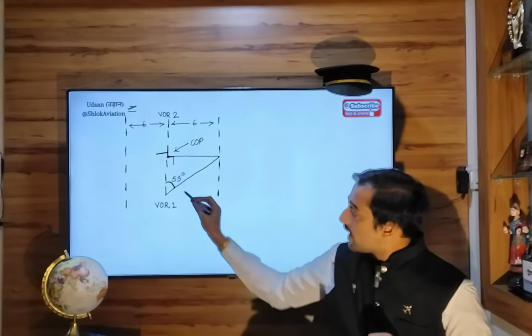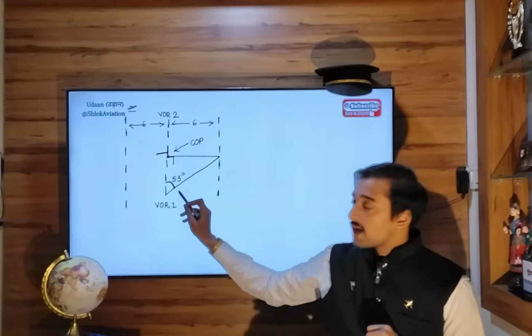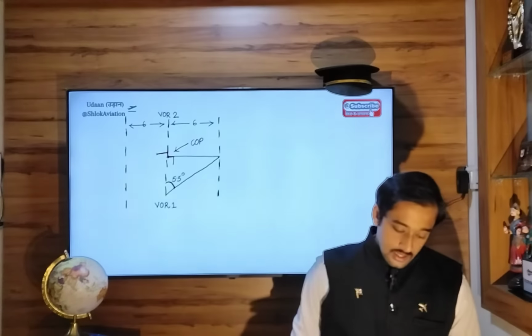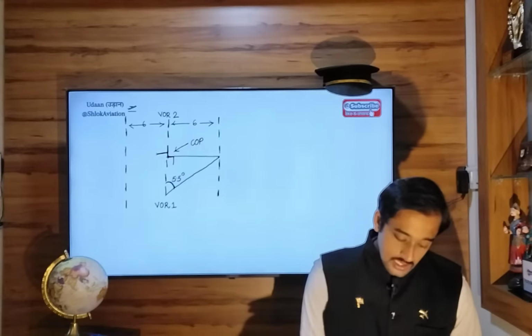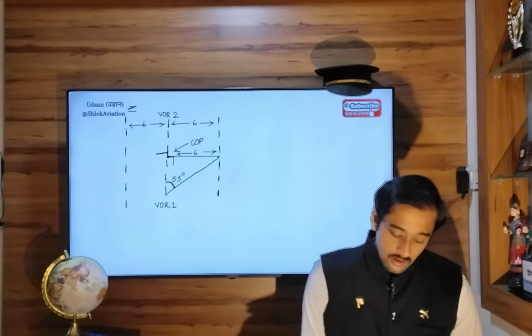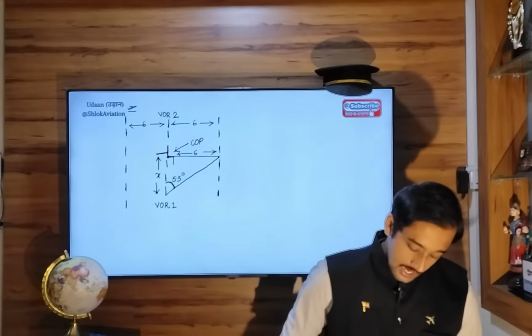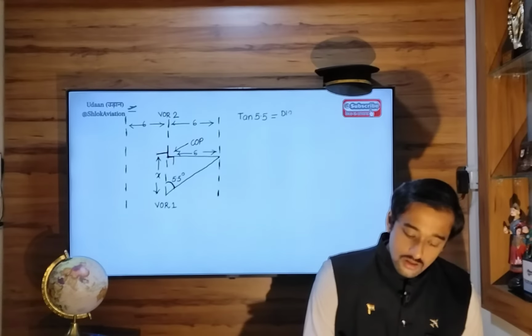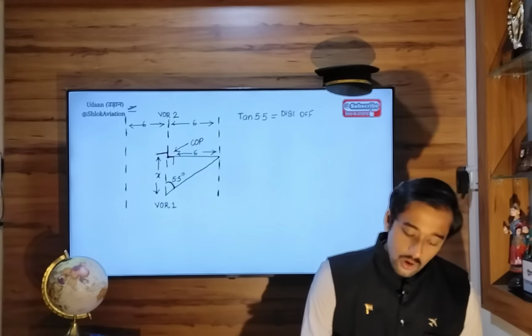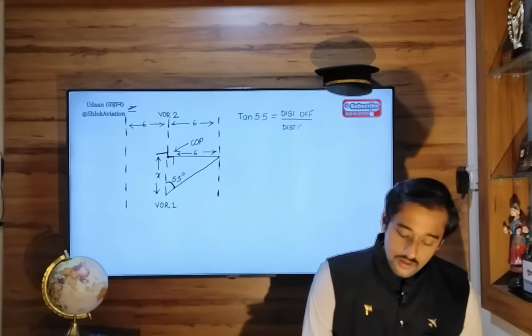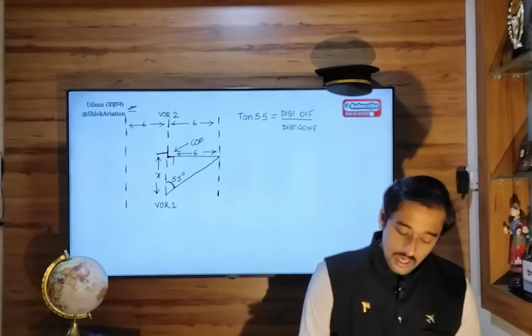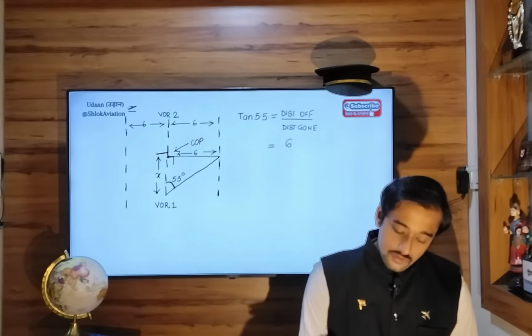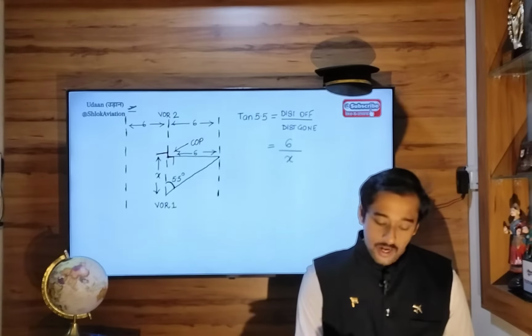So now this is one triangle, right? The angle is 5.5 degrees. This measurement is 6 nautical miles, right? Now we have to find out this x. Now we can do this using the tan theta formula. So tan of 5.5 is equal to distance off track upon distance gone. So distance off track is 6. Distance gone we don't know. We have to find that.